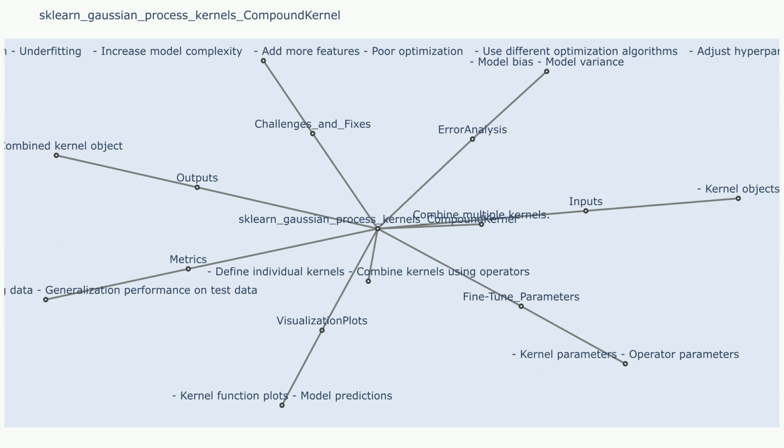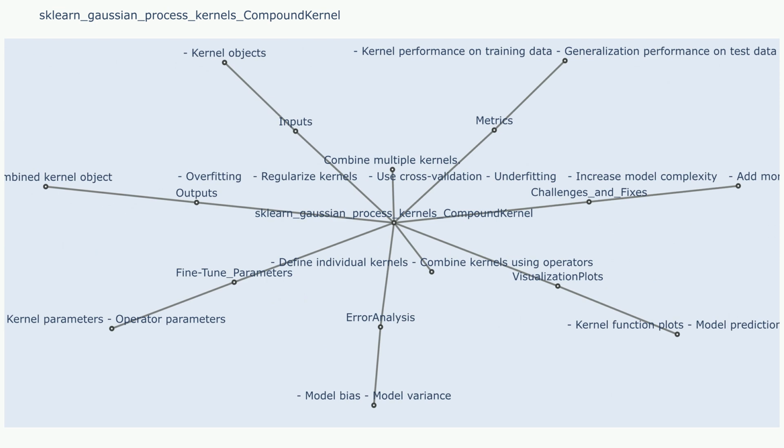Fixes to challenge 2. Domain knowledge. Use domain knowledge to guide the choice of kernels. Consider the characteristics of the data and the underlying relationships you expect to model. Feature engineering. Transform the input features to make them more suitable for specific kernel types. For example, you could apply a logarithmic transformation to features that exhibit exponential growth. Feature selection. Select the most relevant features for the model. This can simplify the task of choosing an appropriate kernel combination.